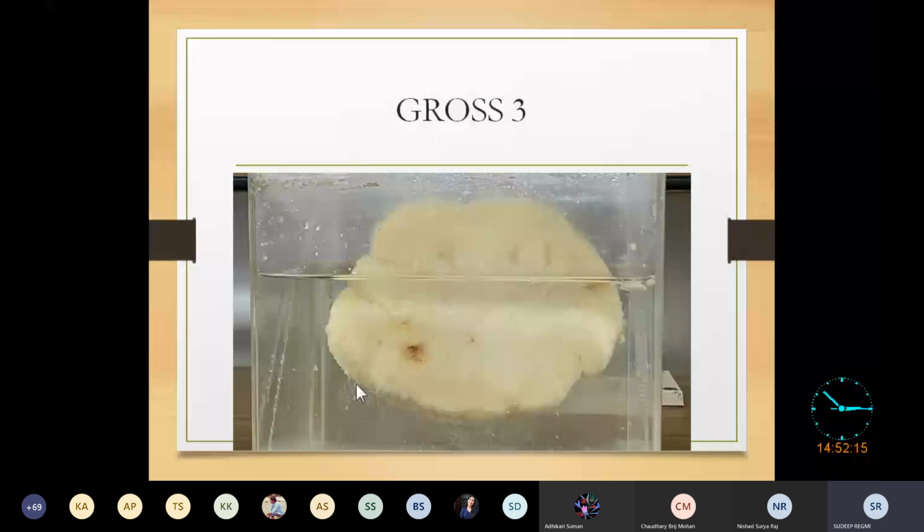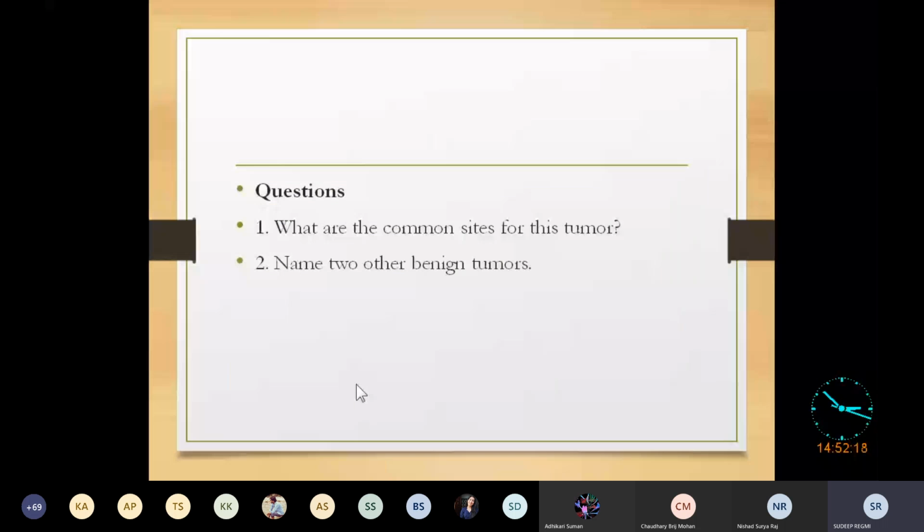So questions: what are the common sites for this tumor, and name two other benign tumors. This you can do, I know.